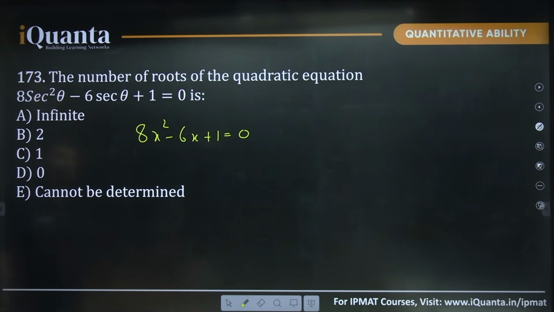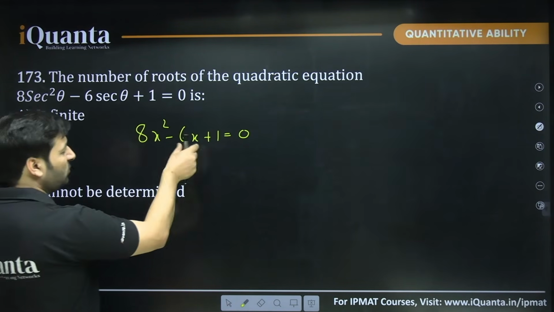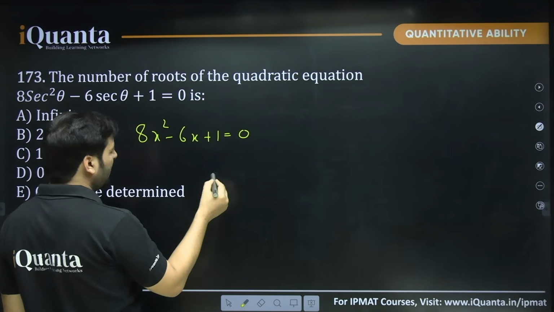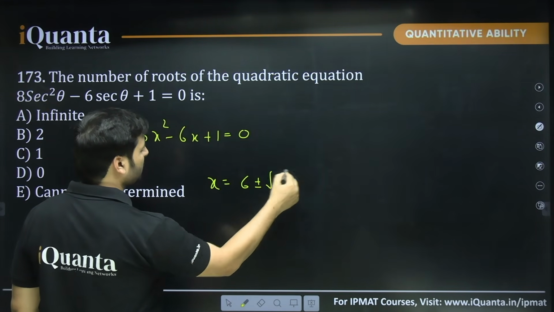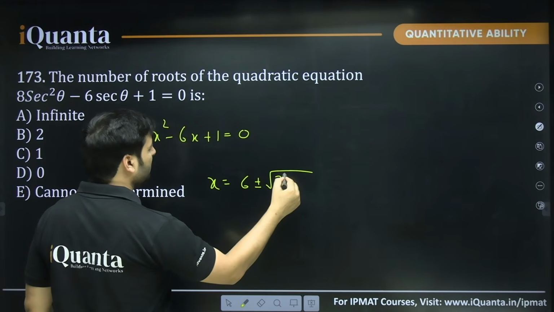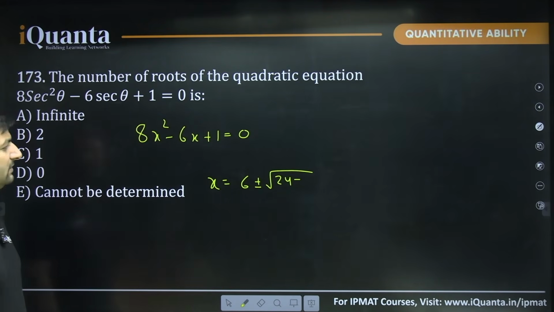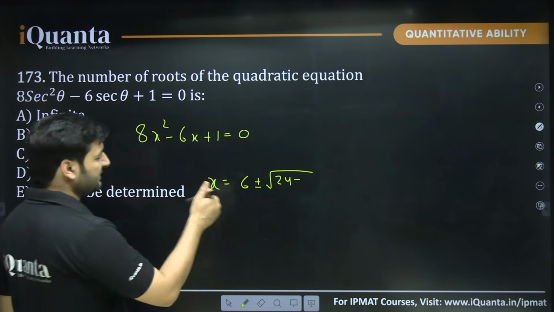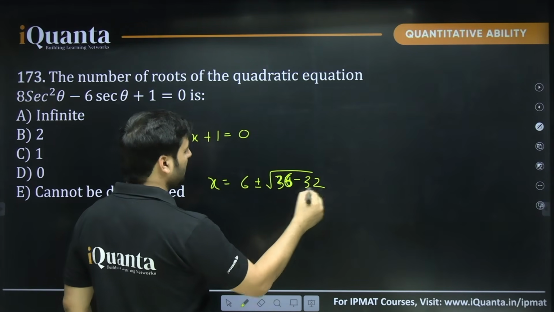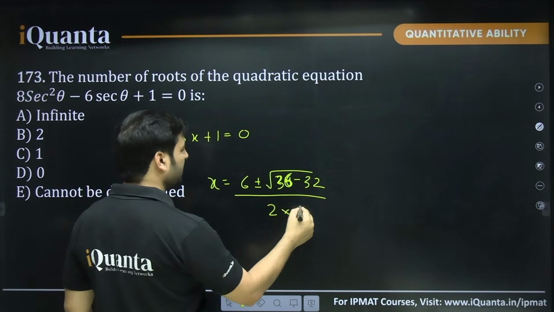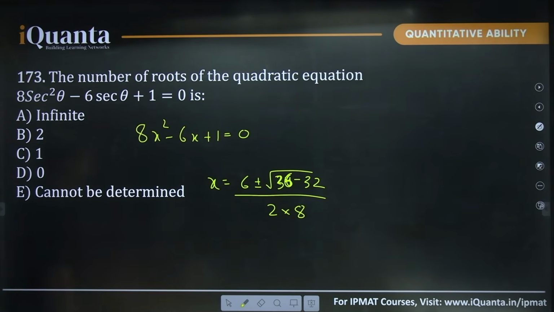Clear? Now what has to be done? You simply have to calculate the value of roots. If you are not able to factorize quickly, you can just write down x as minus b plus minus under root of b square minus 4ac upon 2a. Just a second, b square is 36, right? Yes, 36, not 24. So b square minus 4ac, 32, upon 2a.